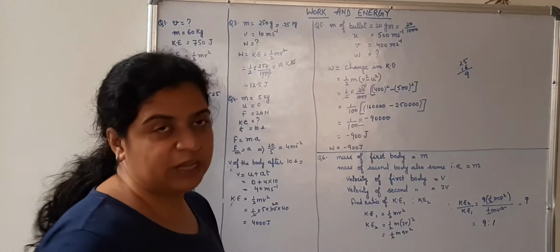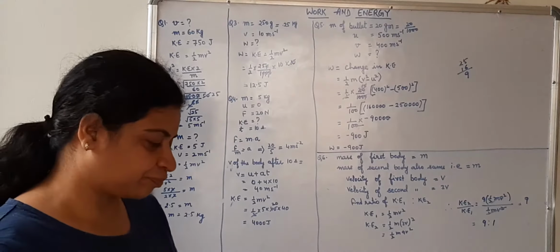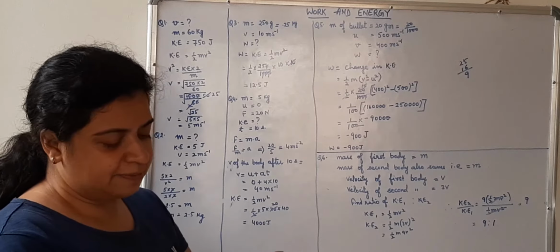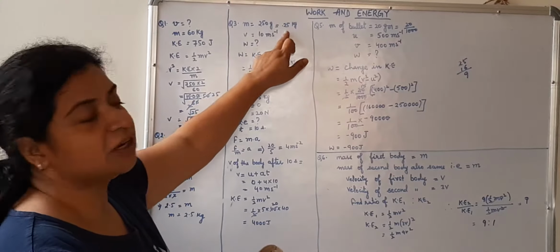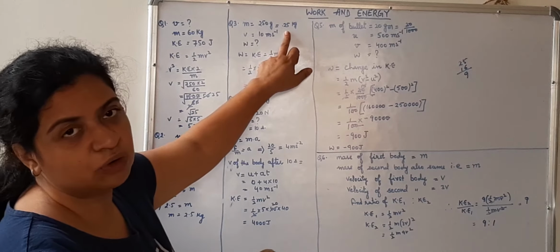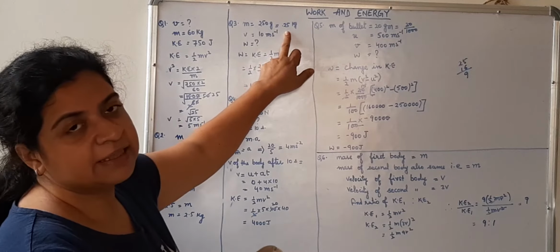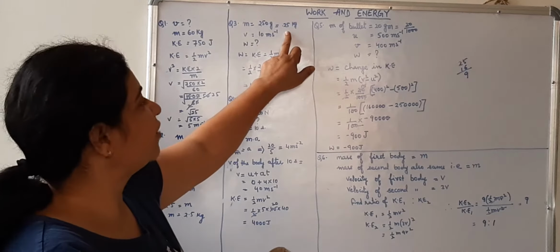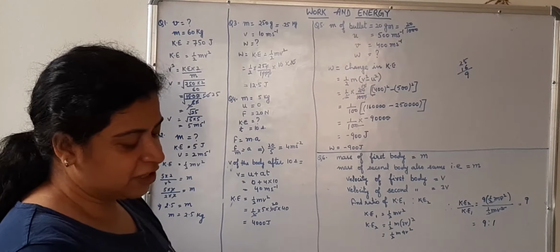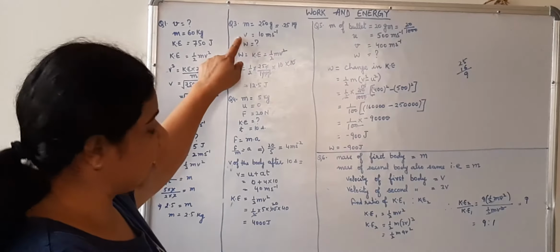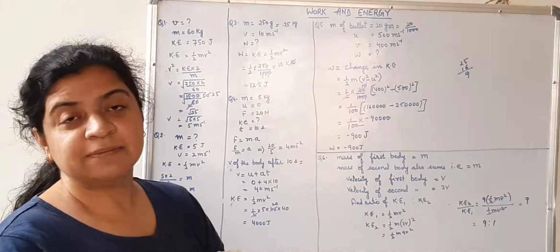Children, quite simple numerical. Question number 3. A player kicks a ball of mass 250 gram. 250 gram is the mass. When I convert into SI unit, kg, I have to convert gram into kg. That I got as 0.25 kg. The ball leaves his foot with a speed of 10 meter per second, speed given here. What is the work done by the player on the ball?